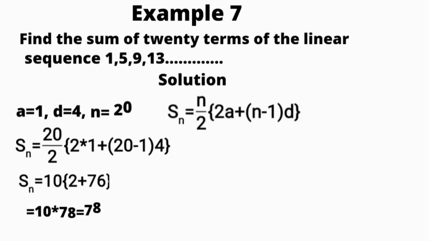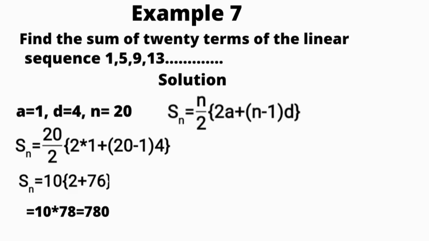Example 7. Find the sum of the 20th term of the linear sequence 1, 5, 9, and 13. Solution. The first term A is equal to 1. D is the common difference, and that is the second term minus the first term, which is 5 minus 1, and that gives us 4.